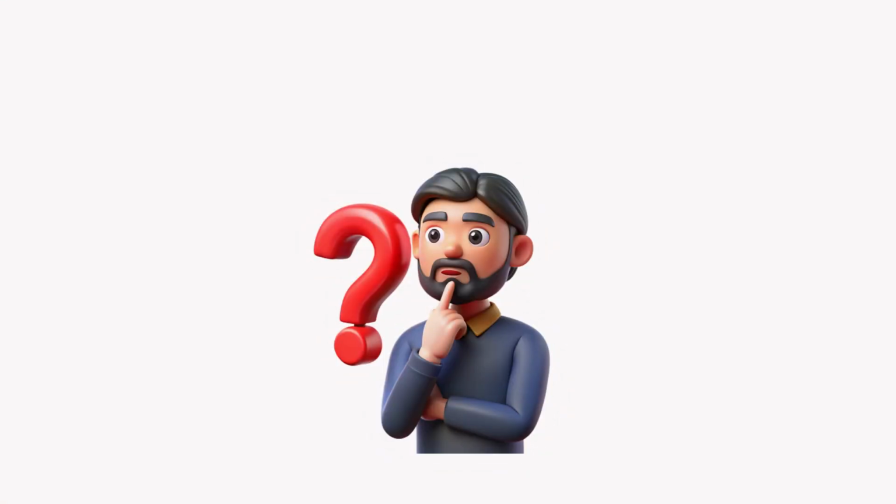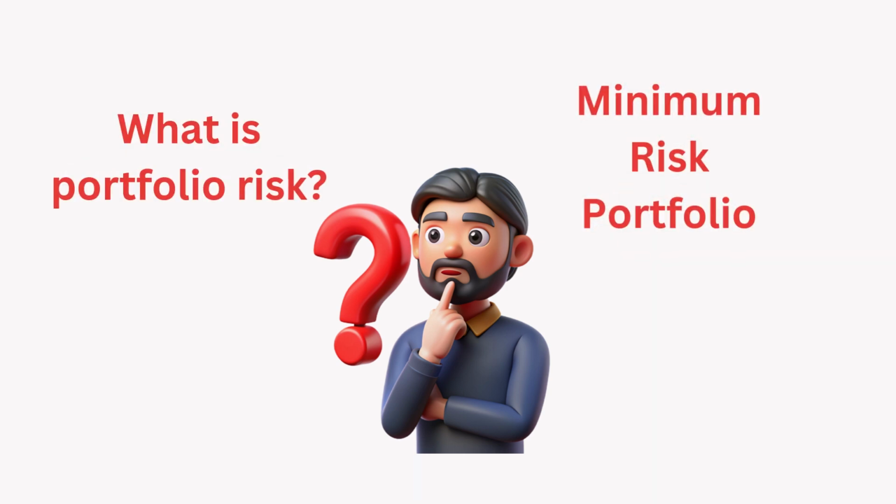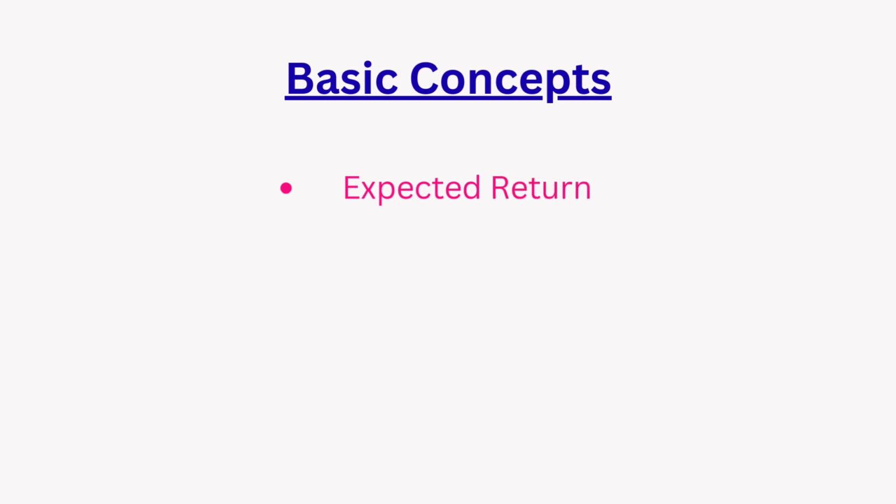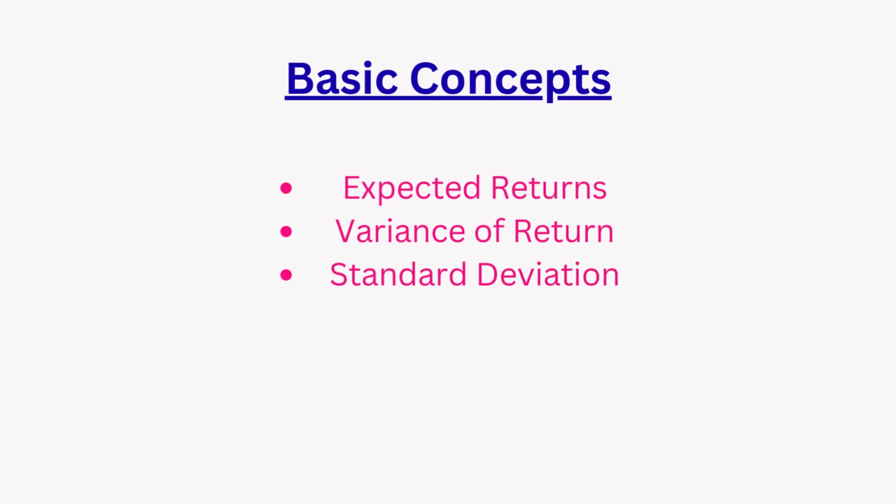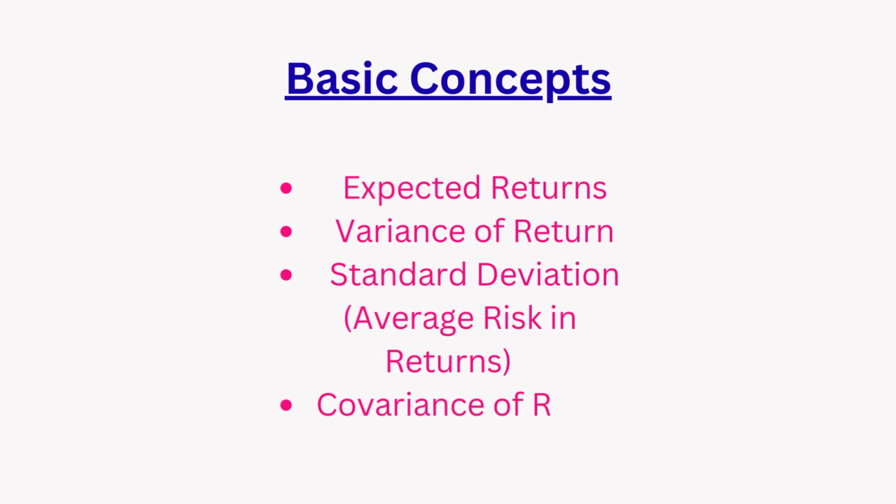Now in this video, we will understand the portfolio risk and how to create a minimum risk portfolio with the help of two securities, and you can do the same process for multiple number of securities. Let's understand a few basic concepts such as expected returns, variance of return, standard deviation in return, that is average risk involved in expected returns, and covariance of returns with the help of two securities, say X and Y.